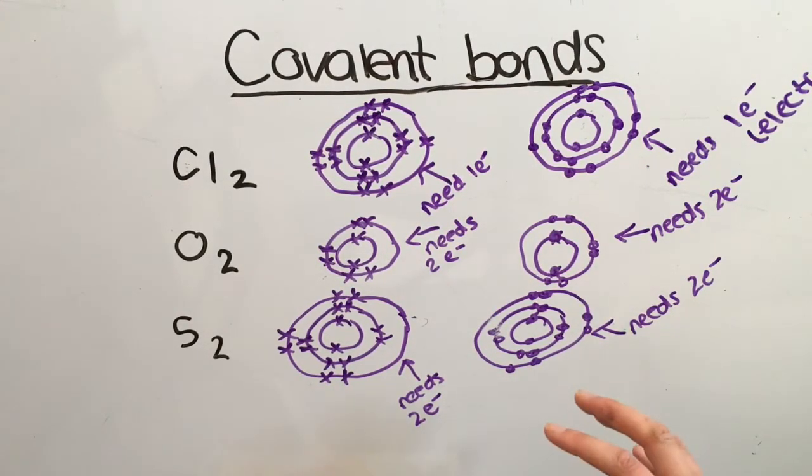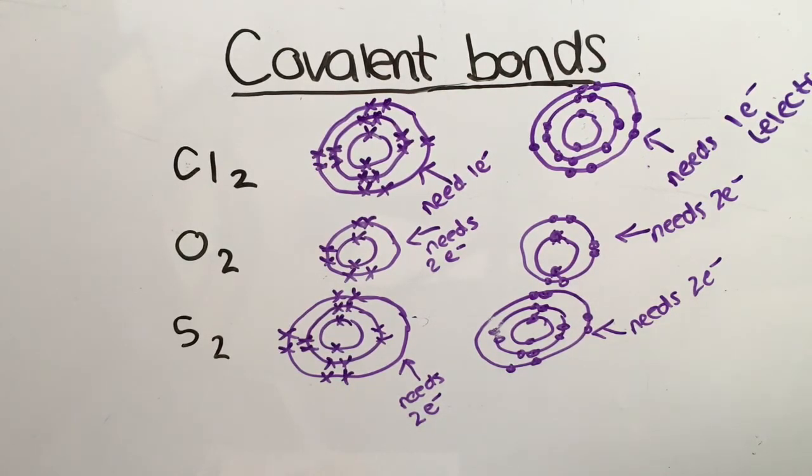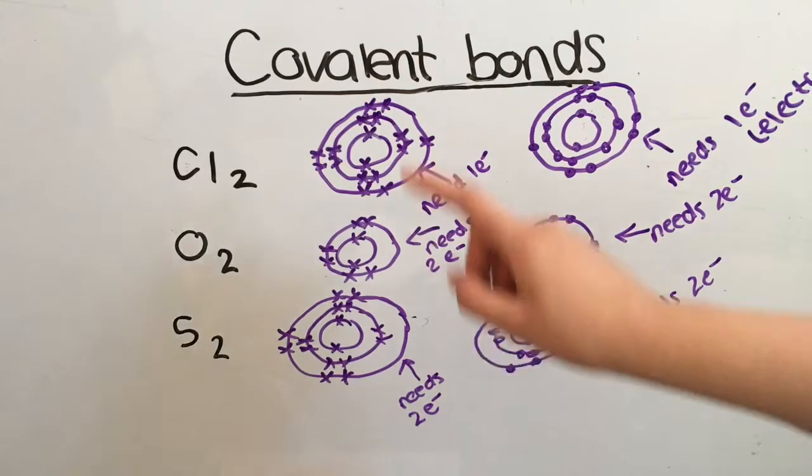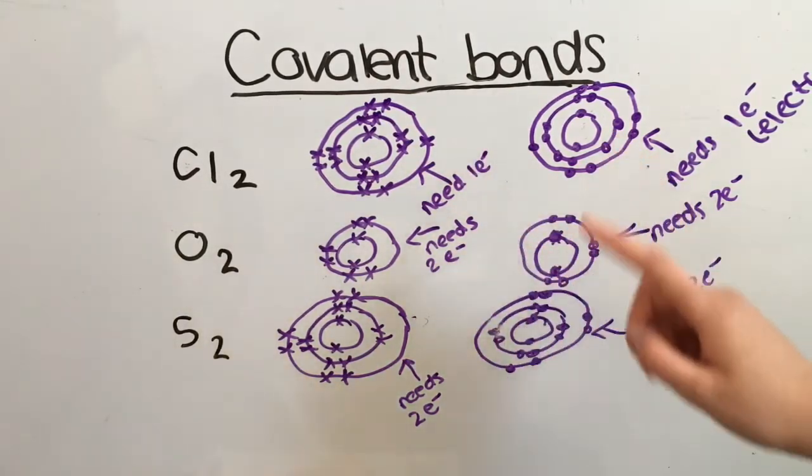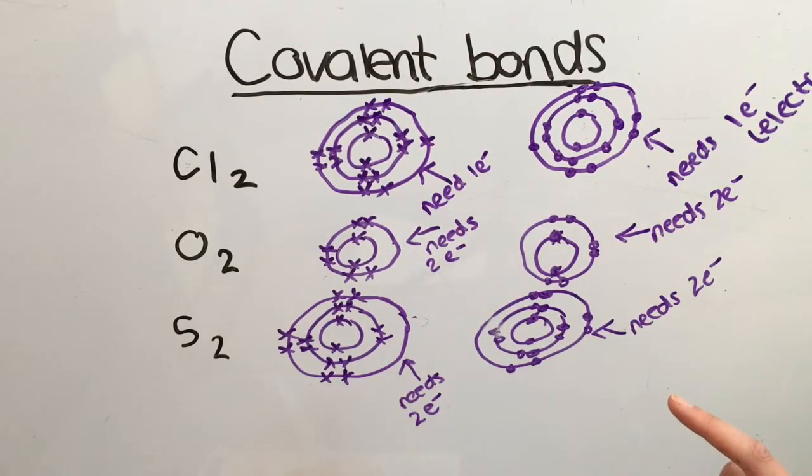So we now know what they all need. And now we can move on to drawing the actual covalent bonds, because at the minute we've just drawn the atoms out. We've decided what they need to be able to have a full outer shell.